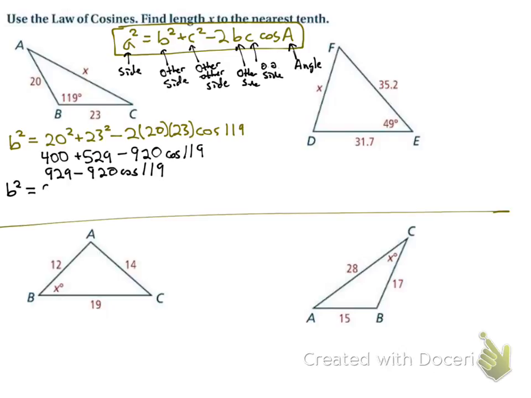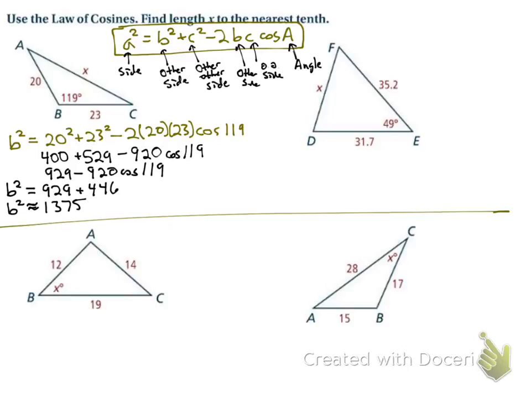So really it comes out to be 929 plus about 446. Is that what you got for negative 920 cosine 119? It comes out negative. Now that is still b squared. Mr. Davidson, mine's coming out to 446, but it's negative. It's because it's minus 920 cosine 119, so it's minus a negative. So we got b squared is approximately 1375.